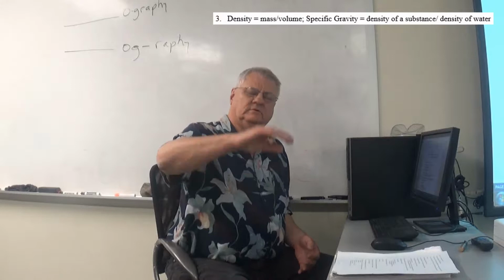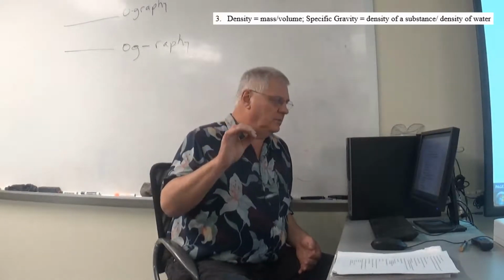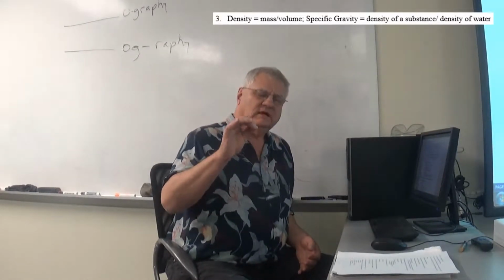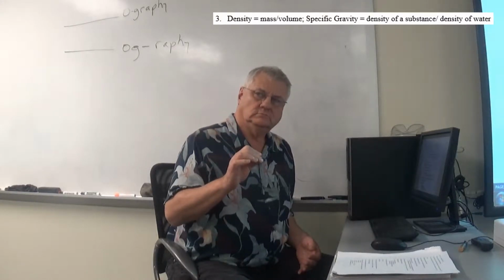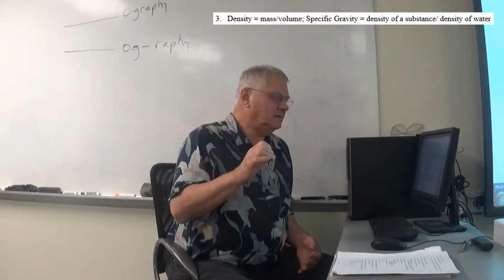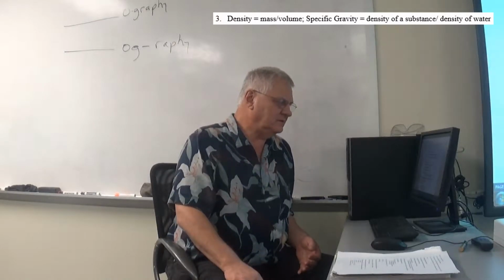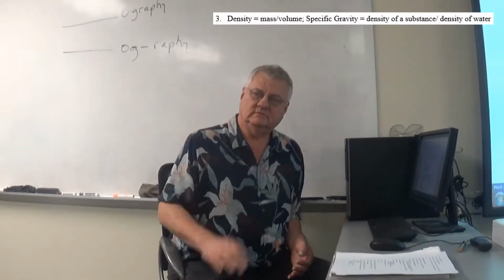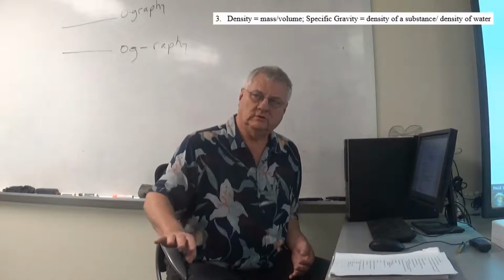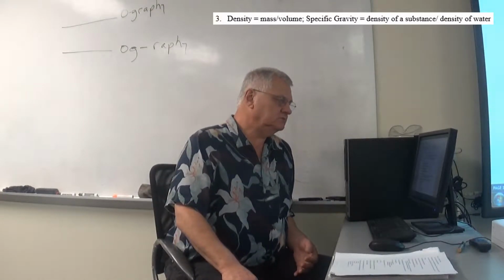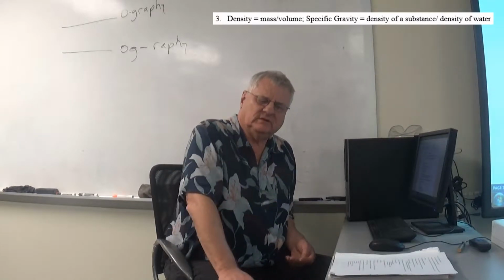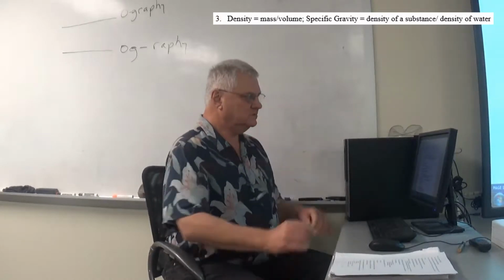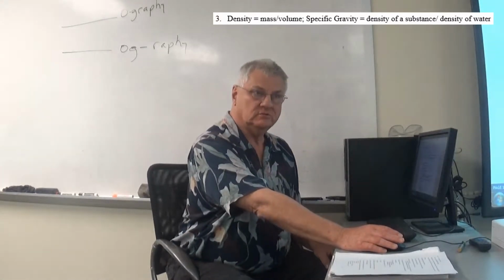I'll give you an example. Aluminum metal has a density of 2.7 grams per milliliter. Aluminum metal has a specific gravity of 2.7 with no units. So the specific gravity is really telling you how many times as dense something is compared to water. So specific gravity doesn't have any units.